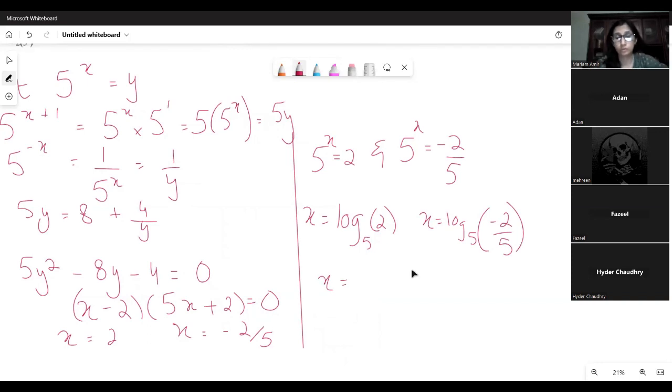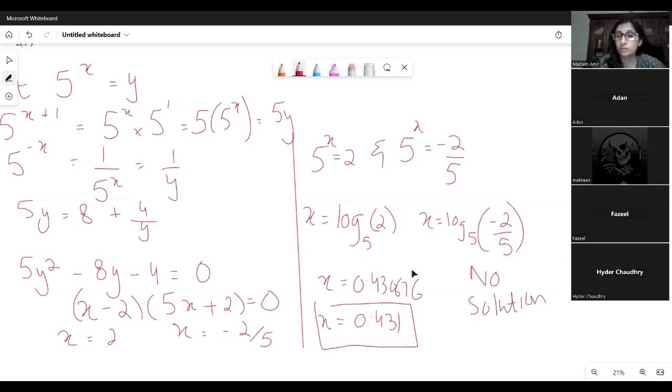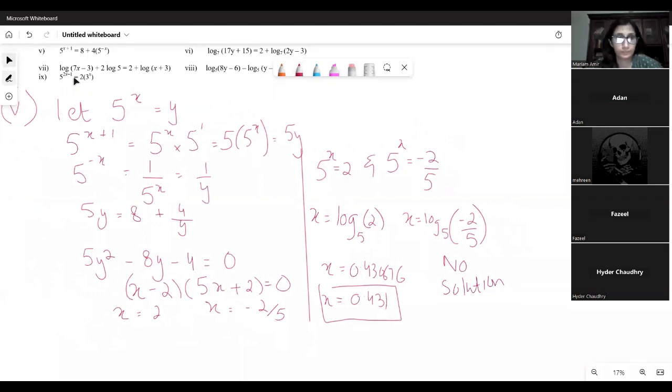That is a math error, that has no solution. x equals, what is this? Log base 5 of 2 is 0.430676, rounded off to 3 significant figures 0.431, and here you write no solution. If you write math error you will lose marks. That is not the correct terminology. The terminology is that the solution does not exist. Math error is what your calculator says, but that is not the correct mathematical term. So the answer is 0.431.